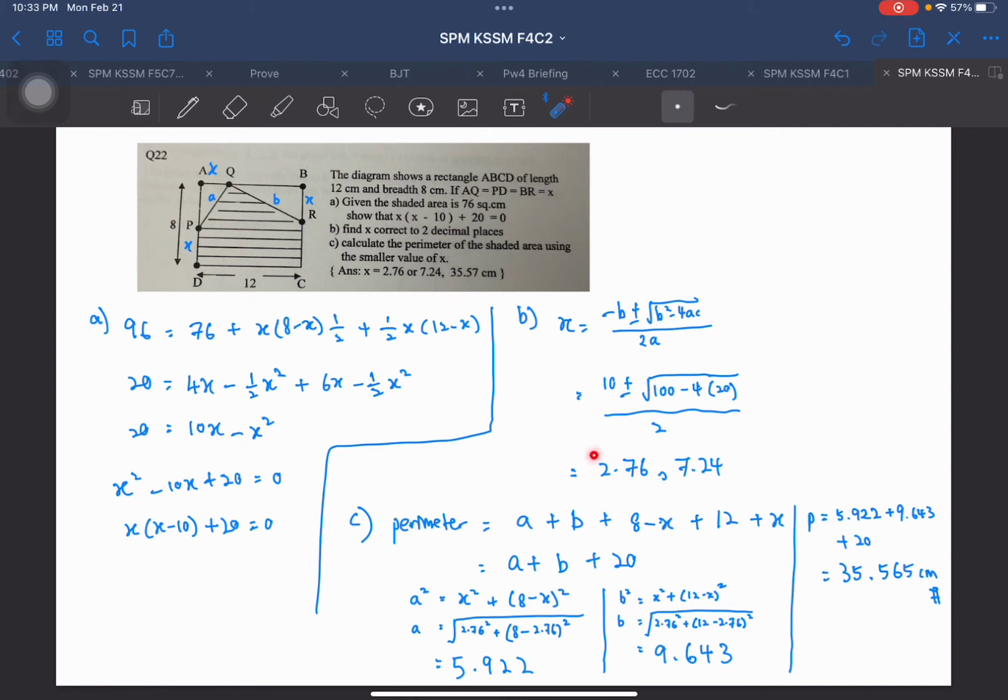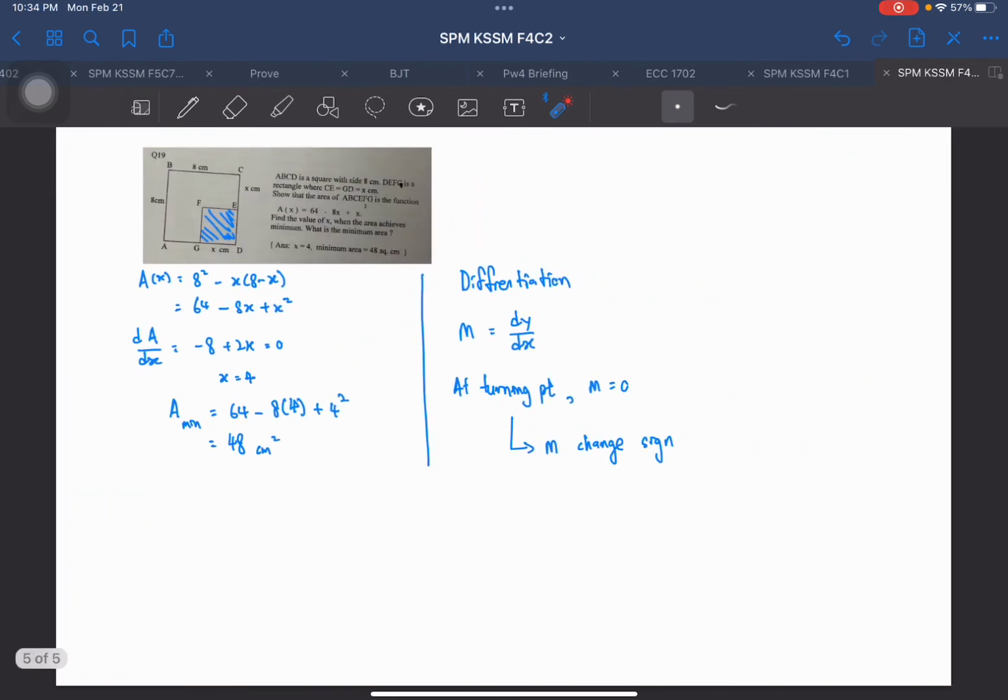So what is the perimeter of the shaded area? You first denote this as A and this as B. So the perimeter is A plus B plus 8 minus x plus 12 plus x. So you just expand this out, and then you know that this minus x and x, you can cancel it out. So you got this equals to A plus B plus 20. So what is A and what is B? A and B are the hypotenuse of a right angle triangle. So what are we going to use? Pythagoras theorem. So by using Pythagoras theorem on both sides, you got the A value and B value. So just sum it up, you got the answer. Okay? So let's move on to the fourth question.